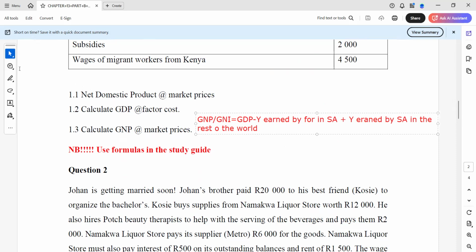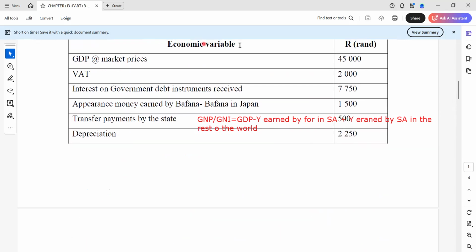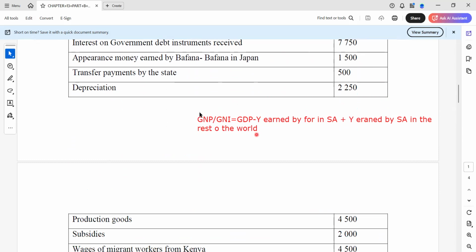So we're going to say 45,000 for GDP, minus income earned by foreigners in SA. So, appearance money earned by Bafana Bafana in Japan. Okay, you can see that this one is income earned by SA citizens in the rest of the world, right? Because Bafana Bafana is a South African soccer team, right? And they earn this income way in Japan. So this 1.5, we're going to add it, right?